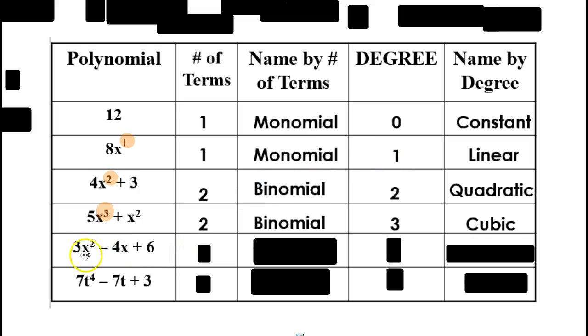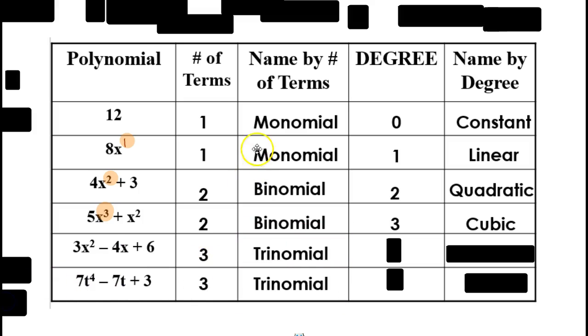Okay. If there are 3 terms, like the next two examples, both have 3 terms. If there are 3 terms, we have a name for them. We call them trinomials, which again should make sense because mono is a prefix for 1, bi is a prefix that means 2, and tri is a prefix that means 3, like bicycle and tricycle. So 1, 2, 3 terms, trinomial.